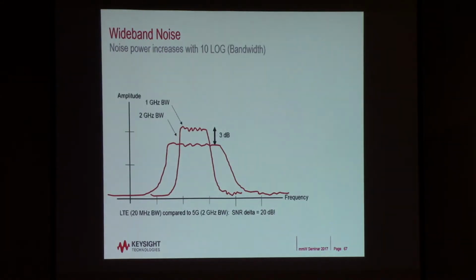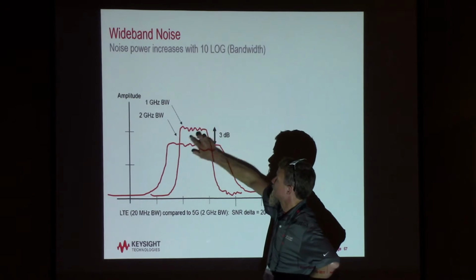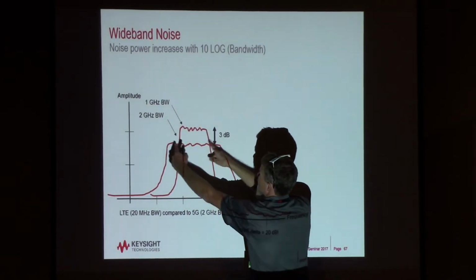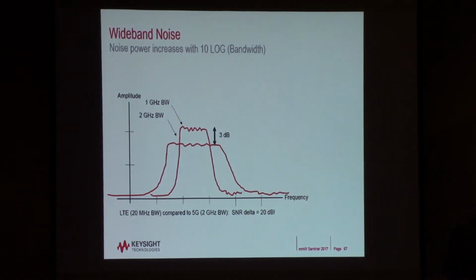Okay, so this is a quick illustration that shows what we talked about earlier. We keep the power constant. So here's my signal that's 1 gigahertz wide. If I double that to 2 gigahertz, then I'm going to have a 3 dB drop in the overall signal to noise ratio.